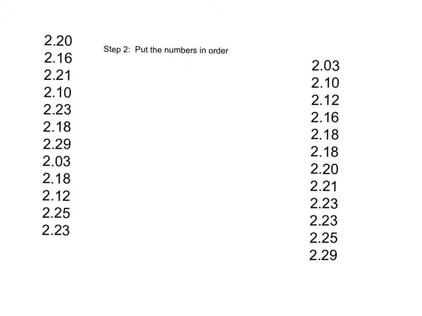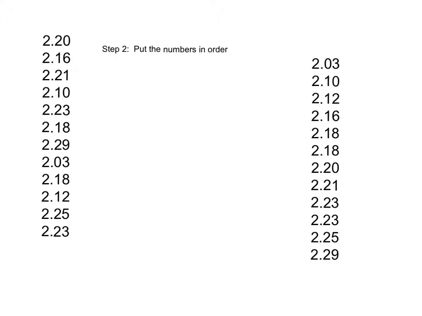All right, after I truncated each number, the next thing that I did was I put the numbers in order. So I ranked them from the smallest number to the largest number, and this is just a way for me to help organize as I put them into my stem and leaf plot. So I just put them in order from 2.03 to 2.29.